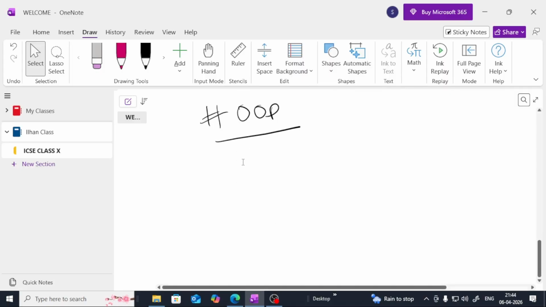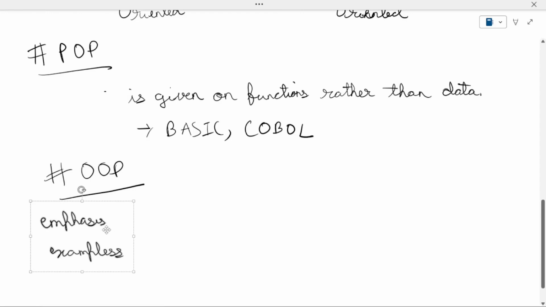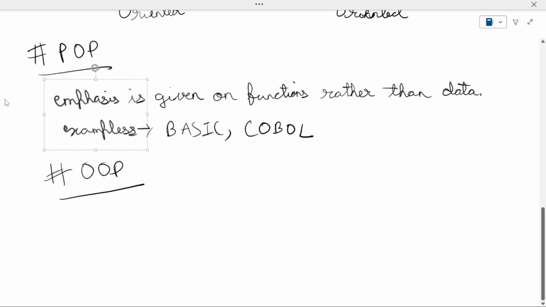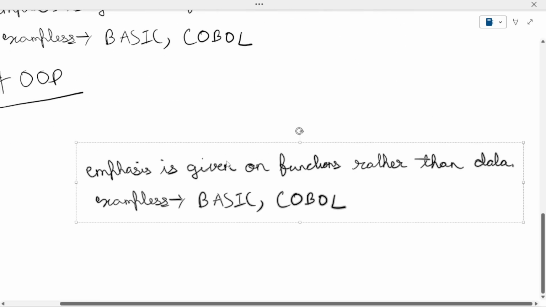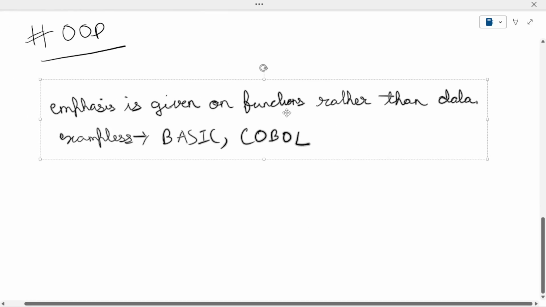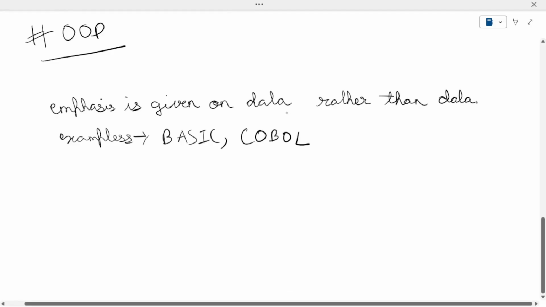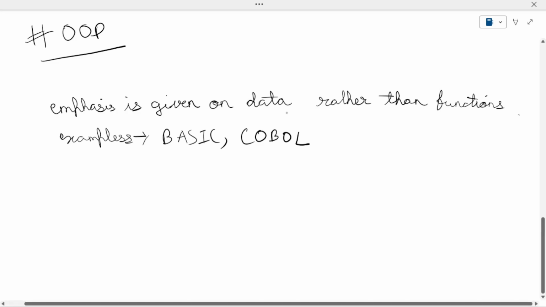So in OOP, emphasis is given on data rather than the functions. Let's copy this. It would be much easier for me to do it like this. Emphasis is given on data rather than functions. Note this down, okay?